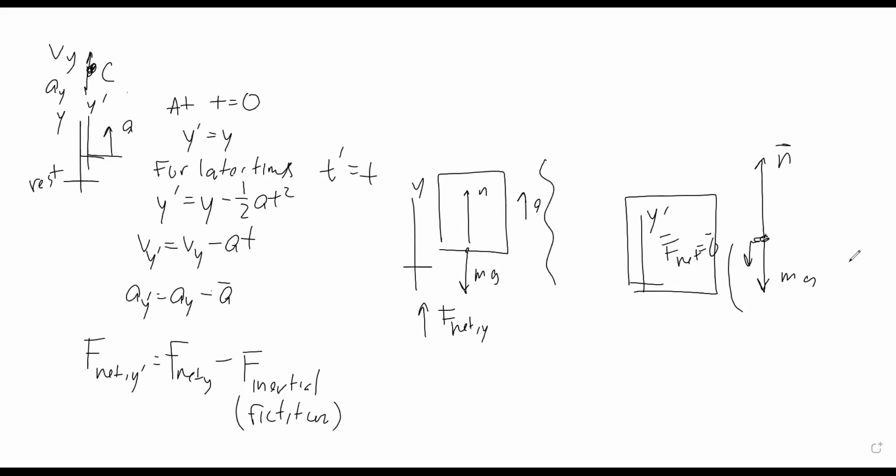fictitious, F_fict. And so that fictitious force that quote unquote pushes you down in the elevator is exactly the net force in the inertial system.